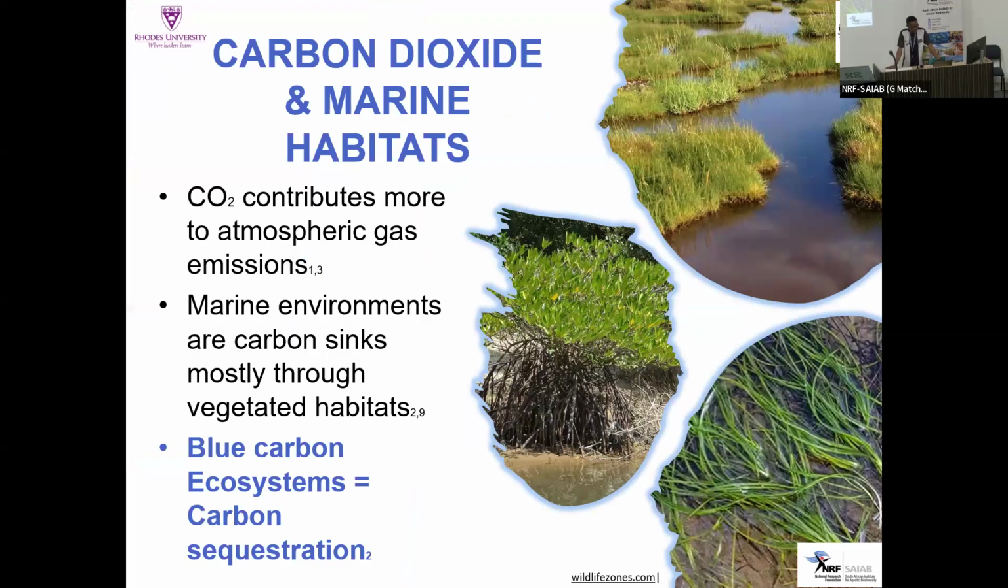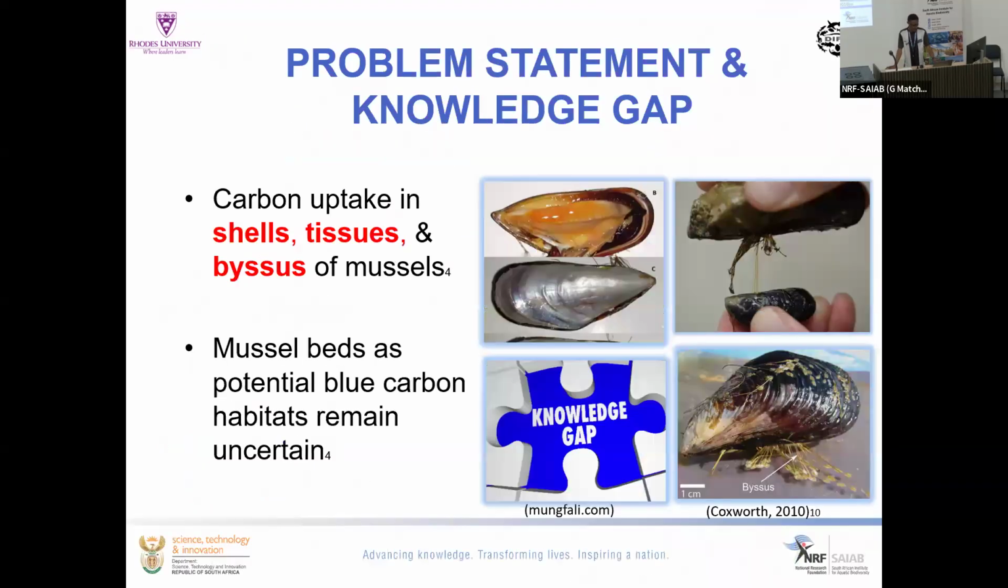Carbon dioxide is known as the major contributor to greenhouse gases leading to global warming as well as climate change. On the other hand, we know that marine environments are major carbon sinks, mainly through vegetated habitats such as salt marshes, mangroves, as well as seagrass, which have in fact established themselves through research work as blue carbon species.